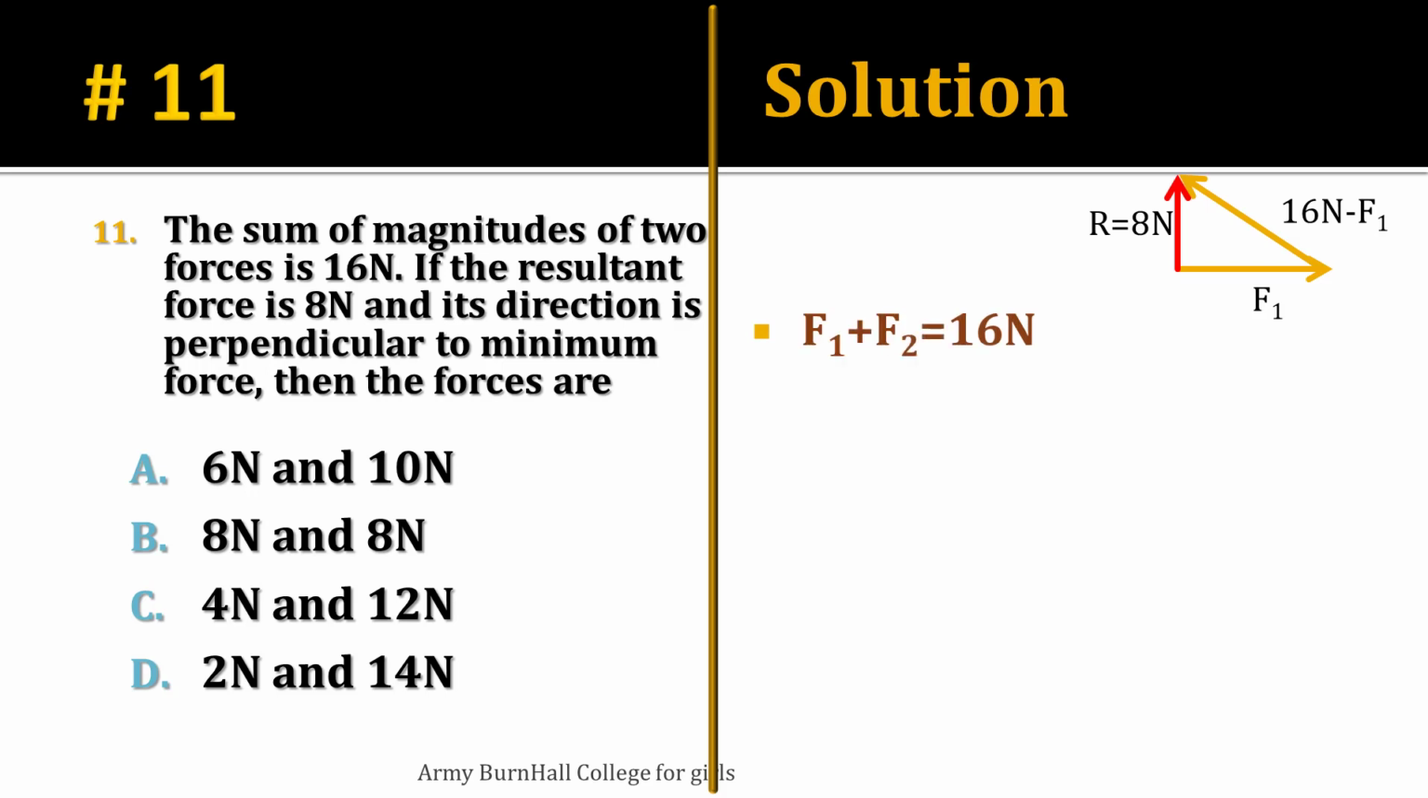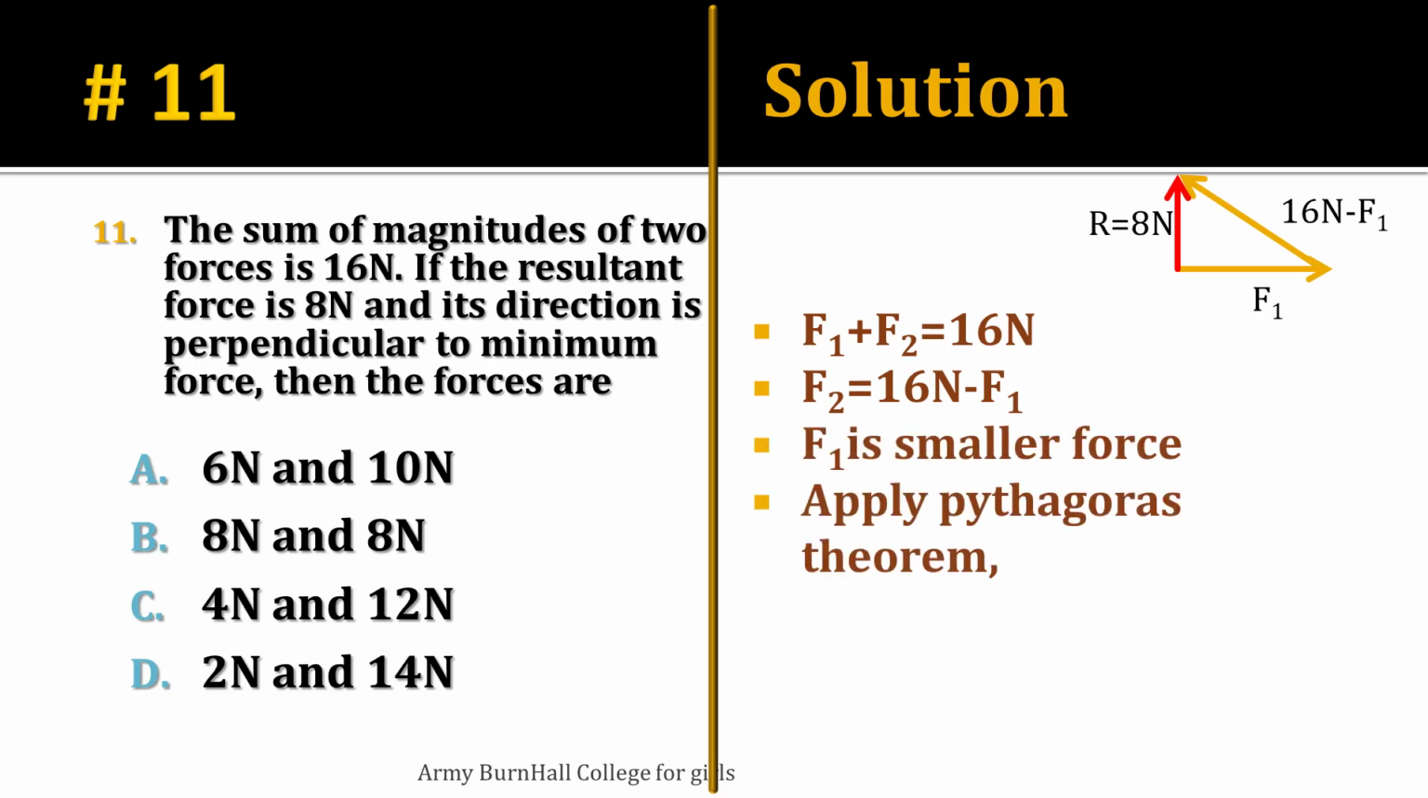According to the given condition, the sum of two forces F1 and F2 is 16 Newton. So F2 is equal to 16 Newton minus F1. F1 is the smaller force. Over here, we can apply the Pythagoras theorem, and we will get F1 equal to 6 Newton. You can see in this triangle, this is the hypotenuse, this is the base, and this is the perpendicular. So hypotenuse square is equal to base square plus perpendicular square. You have to solve it step by step and you will get F1 equal to 6 Newton.